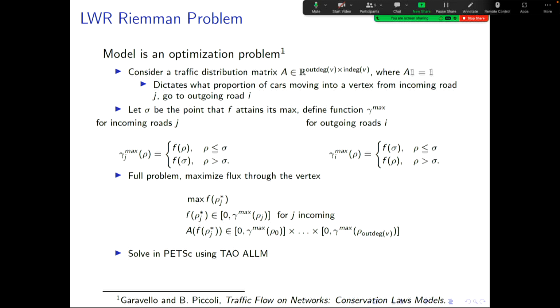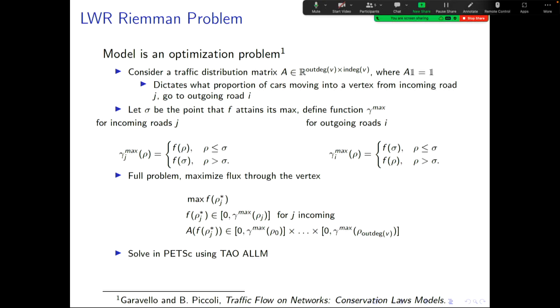Now for the LWR case, you end up with actually an optimization problem on every vertex. So what you do is you assume in the modeling level you get some traffic distribution matrix, which is just handed to you by some modeler who knows what they're doing, and dictates how at a road, how should traffic move from outgoing roads, one-way roads, to another road. And because we're assuming strictly concave flux functions, you can find a point where each attains its max.